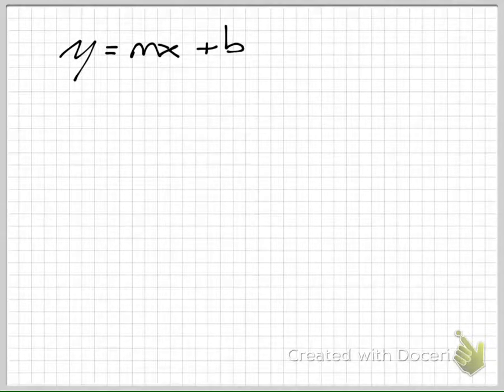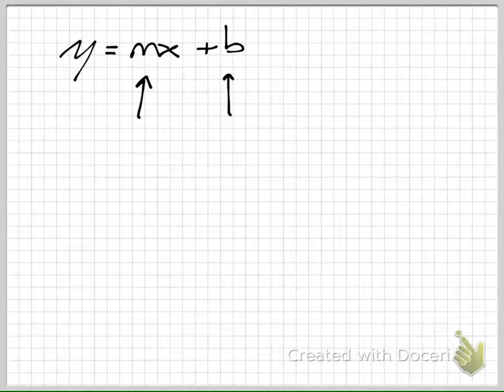Here's the deal. The m, we've already dealt with this. What is the m? The m is the slope. Are we paying attention? The m is the slope. The b is the y-intercept, and I need you to understand this. I need you to see why that's true.